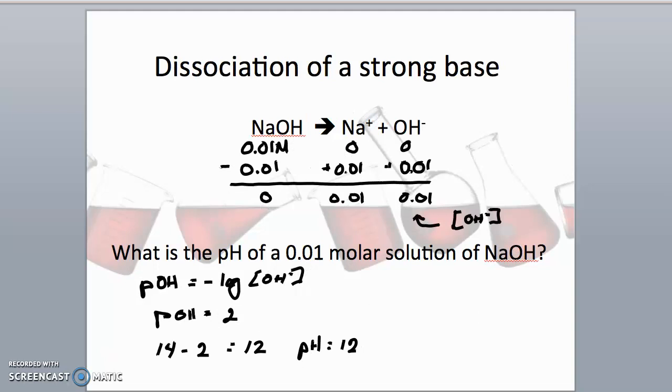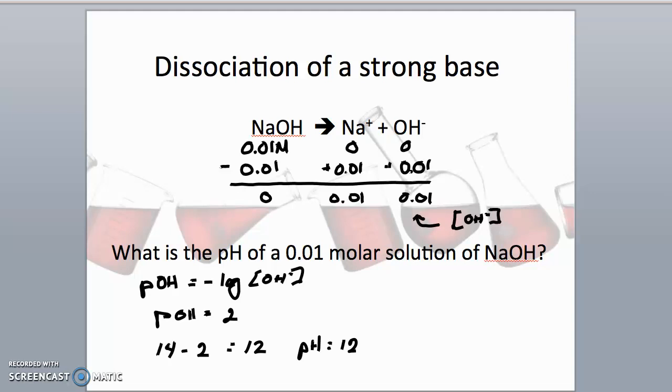A strong base will completely break apart into its ions. This is not treated as an equilibrium, so our concentration of reactant will be the same as the ions as long as they're in a 1-to-1 ratio. A group 2 hydroxide, like calcium hydroxide, will have 2 hydroxide ions for every 1 calcium hydroxide.